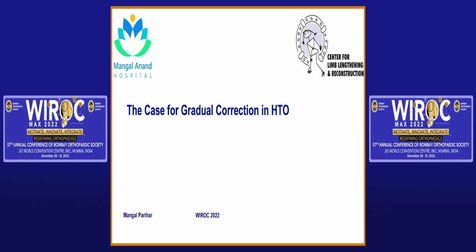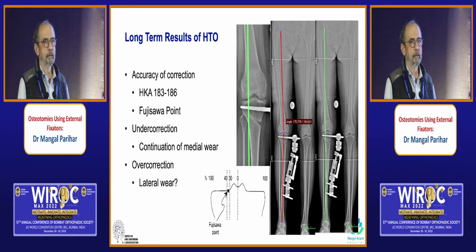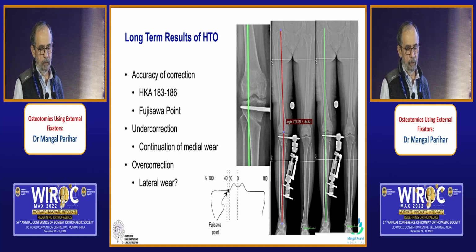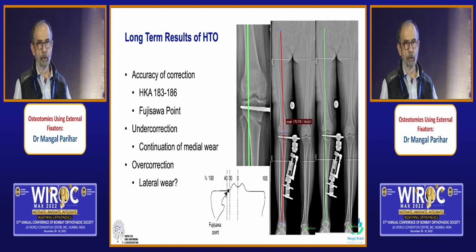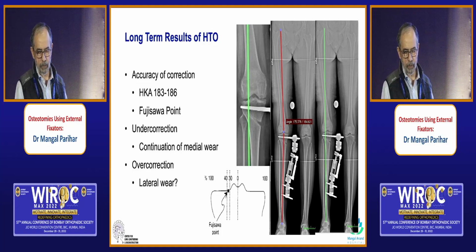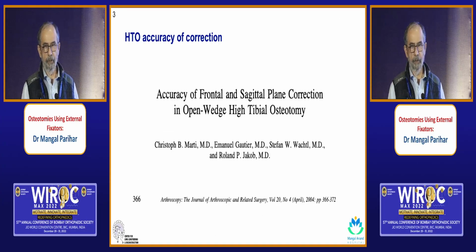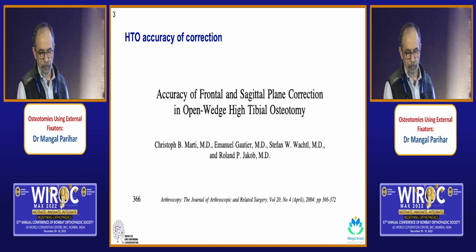Same message, different tool. All of us who do HTO in different ways are convinced that the long-term results of HTO are good. We want to get 183 to 186. Nowadays, there's a tendency towards going towards a slightly lower number, but we want to get it accurate as far as possible. Now, the question is, how accurate is the frontal and sagittal plane correction with an open wedge high tibial osteotomy?